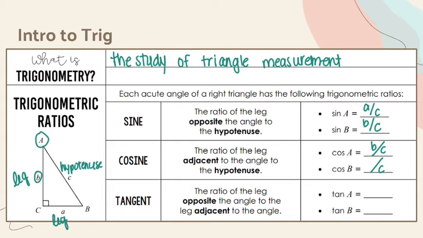Then to find cosine of angle B, we look at which leg touches angle B, or is adjacent to angle B, and that's going to be A. So cosine of B is A over C.